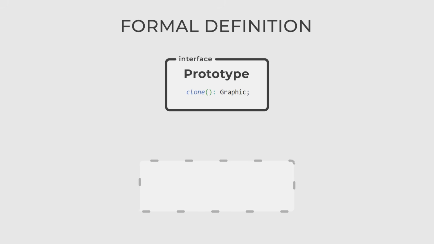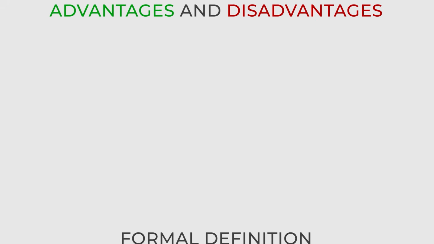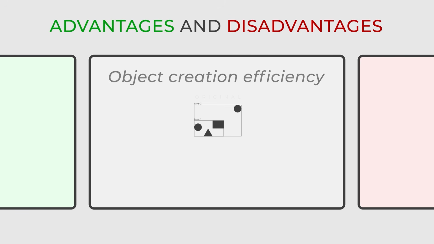There are only two actors in this design pattern. The main interface prototype defines a clone method, and concrete prototype, a subclass of prototype, implements the clone method to create its copies. The prototype design pattern provides a range of advantages and disadvantages for object creation and management.